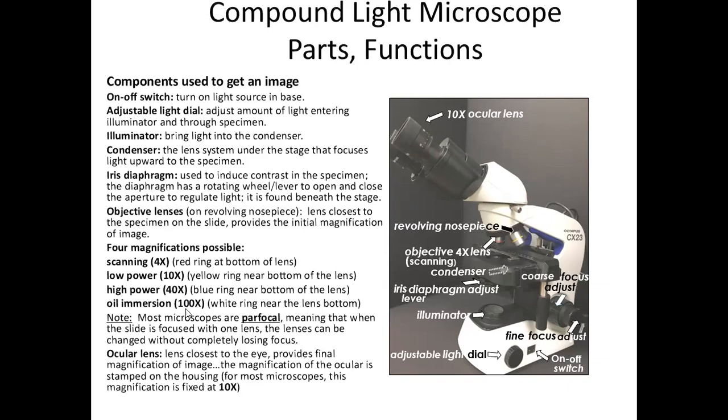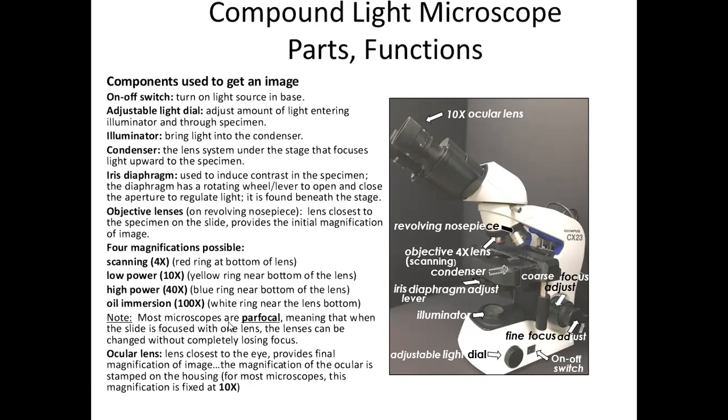You only use the 100x when you're using oil, and only on a sample that's under a glass cover slip that's been sealed up. All right. I'll talk about this some more on the next slide.